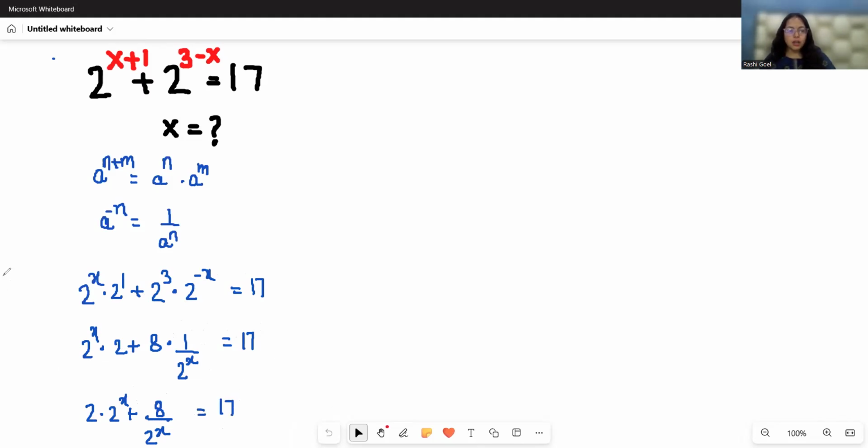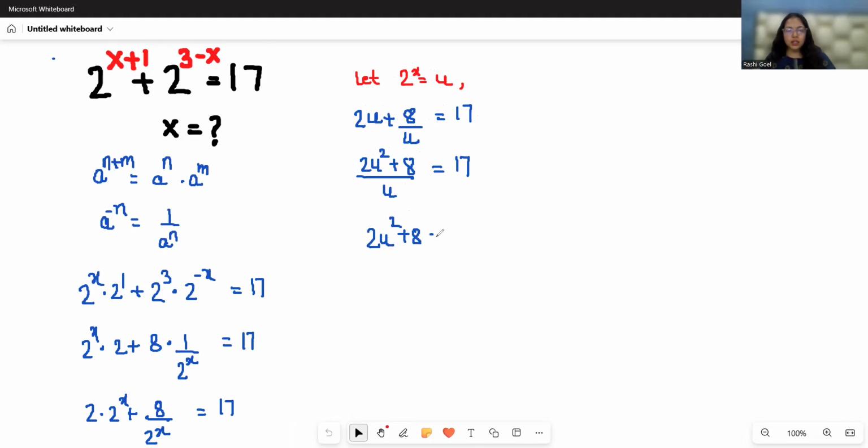Now I am going to take a substitution, that is let 2 power x equal u. So let's substitute. So 2u plus 8 by u equals 17. Now if I take LCM, it becomes 2u square plus 8 equals 17u, we can say.